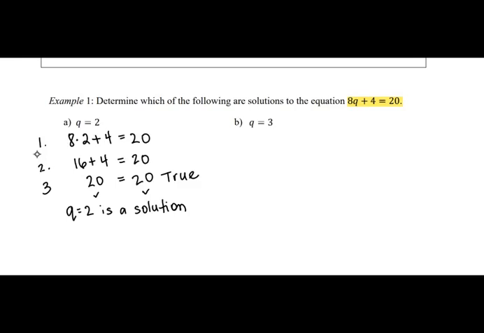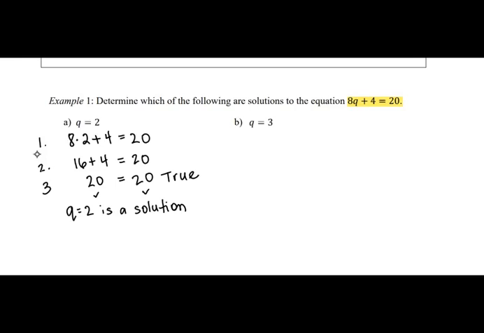When you're doing your homework, you will be asked those questions. So the answer would be either a solution or not a solution, yes or no. So let's go ahead and look at q equals 3. We kind of already know that it's not going to be a solution, but let's go through the process and see what it looks like when the number does not work out to be a solution.